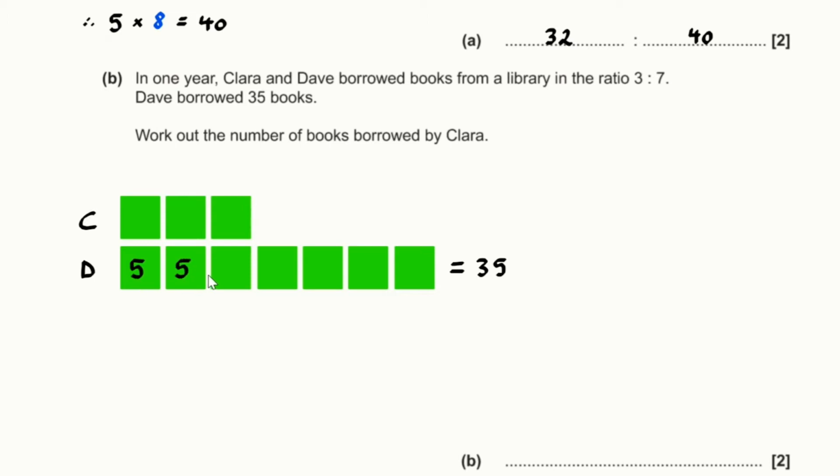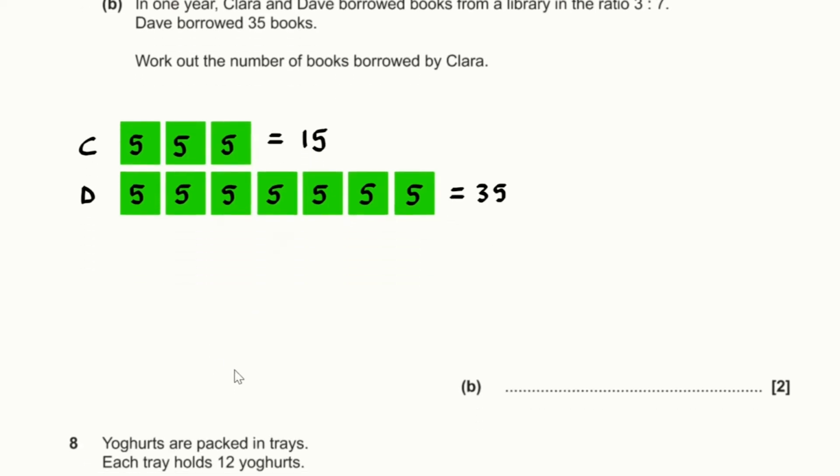So we have 5, as we see here, and therefore here we have 3 lots of 5, and adding these together we get 15. So the number of books borrowed by Clara is 15.